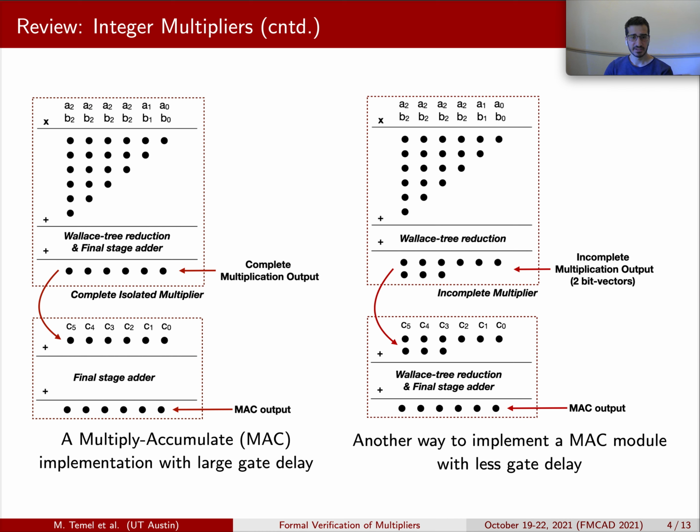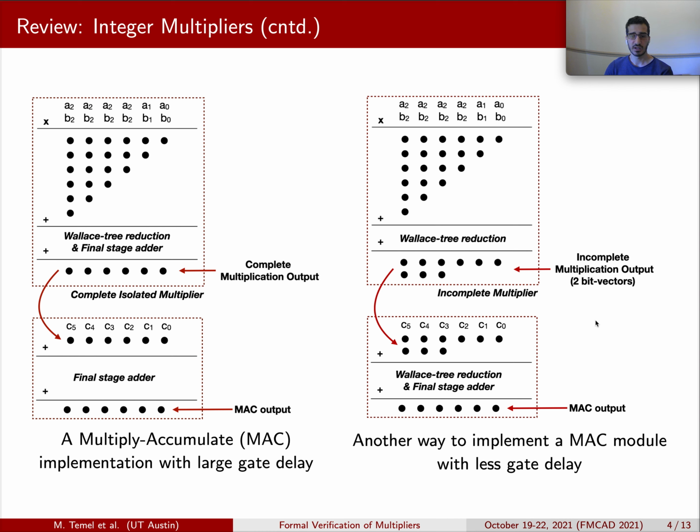This design implements the desired functionality, but it uses 2 vector adders in the overall design, one here and one here, which gives a large propagation delay to the circuit. The design on the right implements MAC in a slightly different way to reduce gate delay.